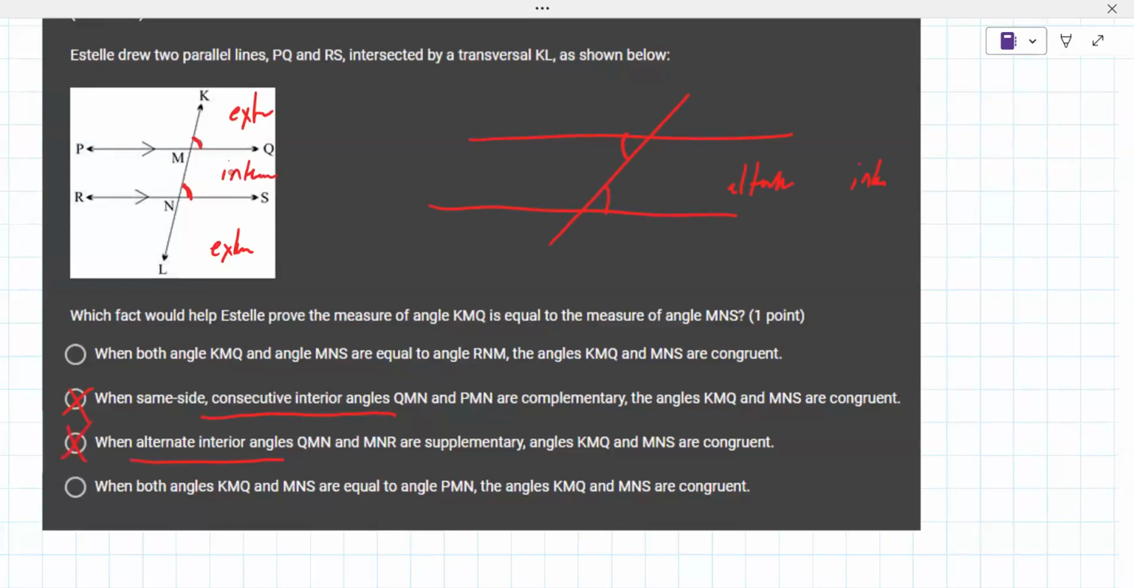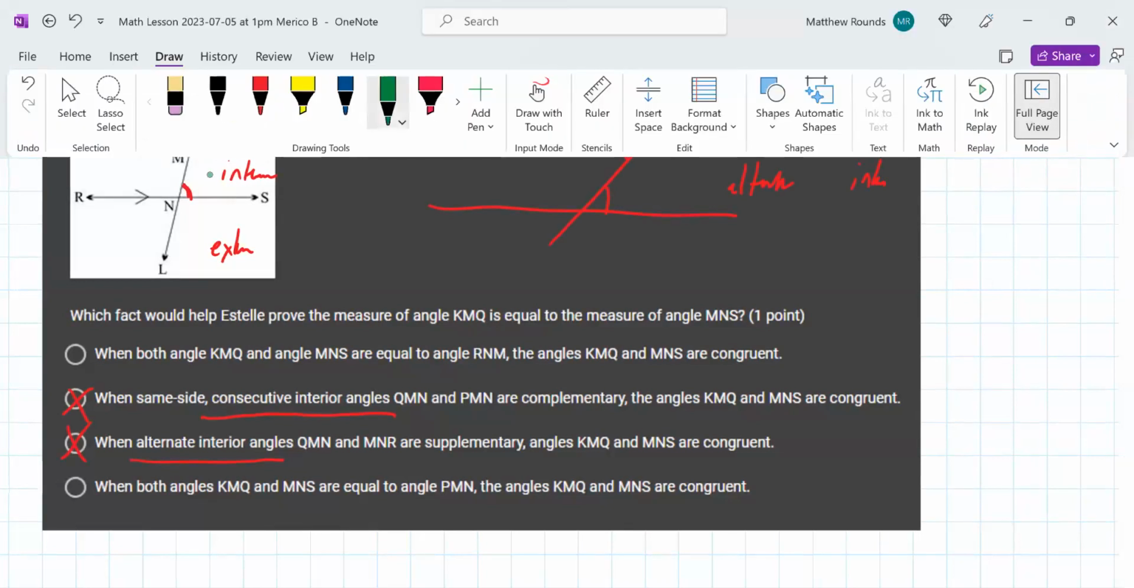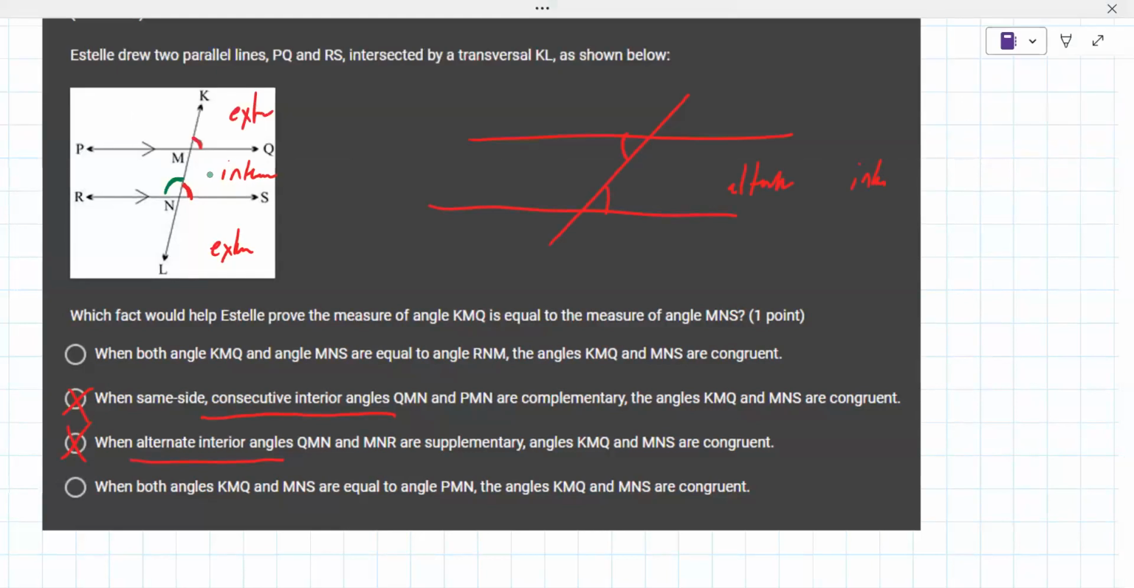So now, what could it be that's next? Well, are both the angles equal to R and M? So R and M is this one. I'll put that in green here, like that. And then KMQ and MNS. So is it PM, or are they congruent to this one right here? Which green angle are they both congruent to?